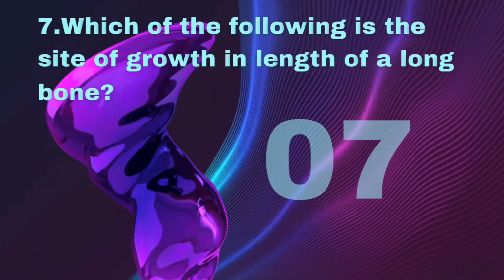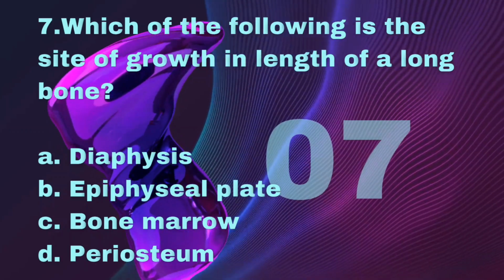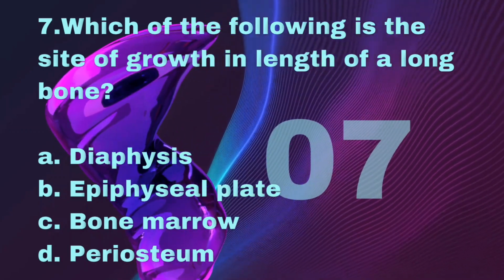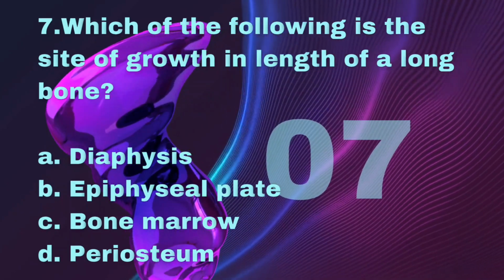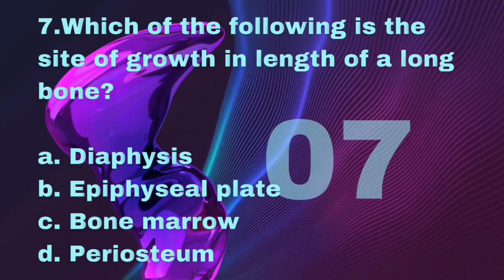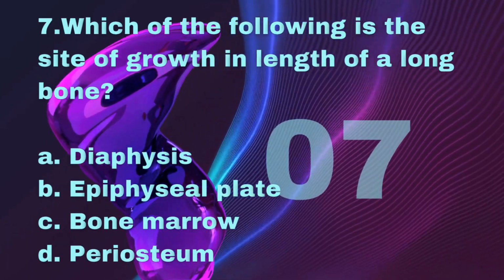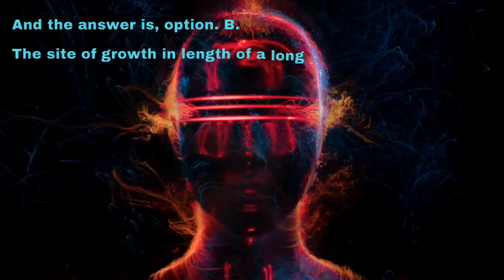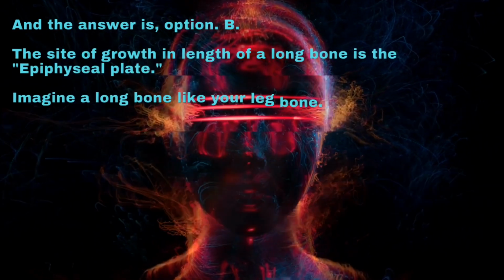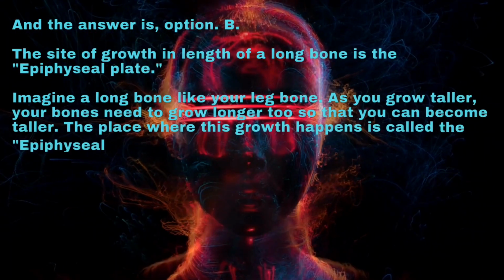Which of the following is the site of growth in length of a long bone? A. Diaphysis. B. Epiphyseal plate. C. Bone marrow. D. Periosteum. And the answer is option B. The site of growth in length of a long bone is the epiphyseal plate.